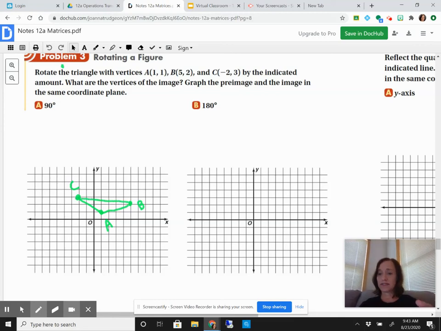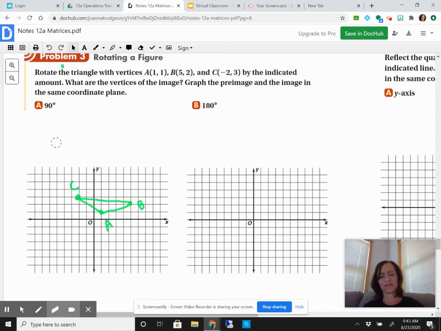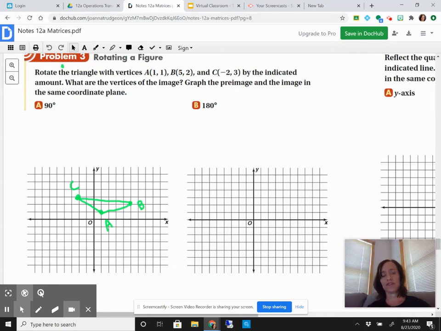If you think about rotating this 90 degrees, it is going to be counterclockwise like that. That's what positive rotation is in math, not clockwise, which is always kind of interesting, but that's how it is.